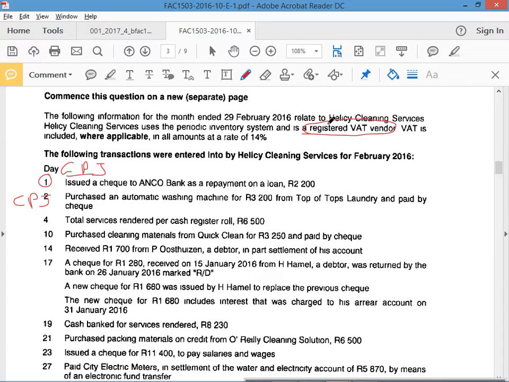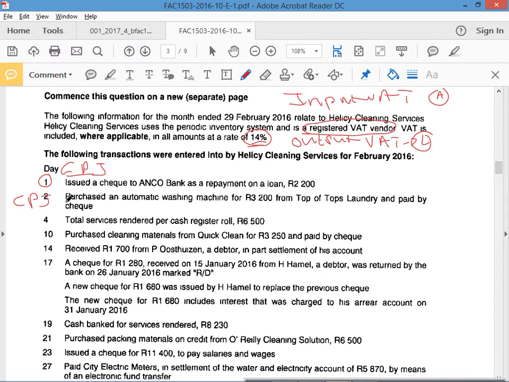The VAT that you're paying on that particular item is considered a liability because it's an output VAT line item. Output VAT is a liability. Input VAT is obviously an asset. Depending on what you've got, we need to consider that. They told us VAT is applicable at 14%.